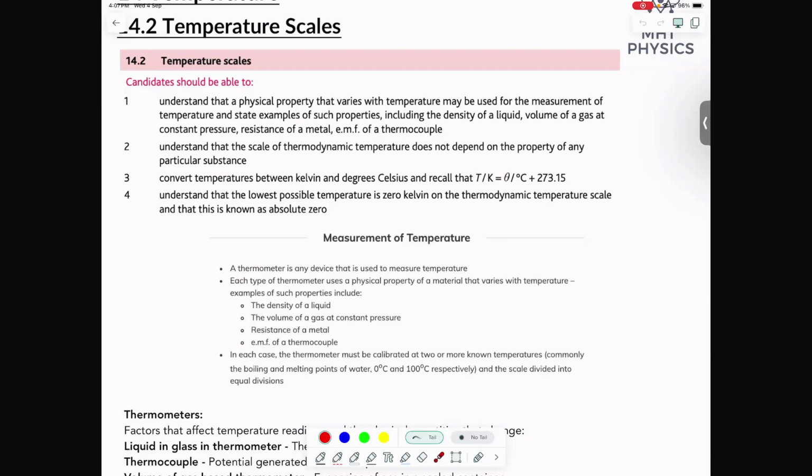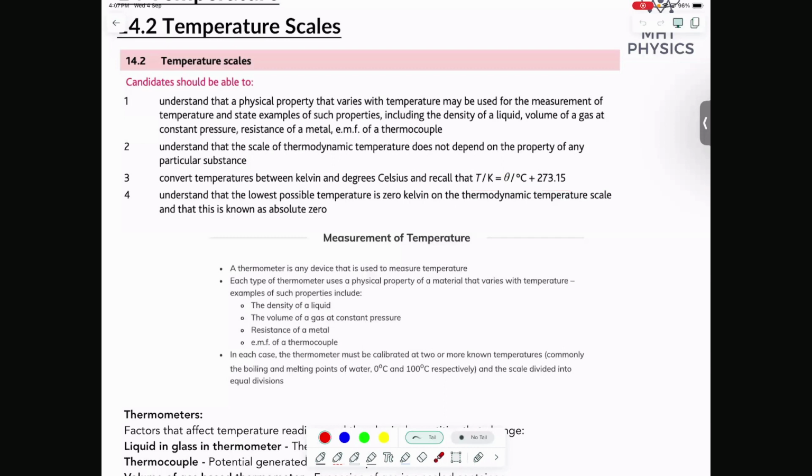Once upon a time, very long back, like 2008, 9, 10, right? There were questions on thermocouples. So thermocouple is there, and I'll just show you some thermocouple examples out there. Okay, that's it. Understand that the scale of thermodynamic temperature does not depend on the property of any particular substance. So this is something important. We'll be seeing that. Learn how to convert your temperature.